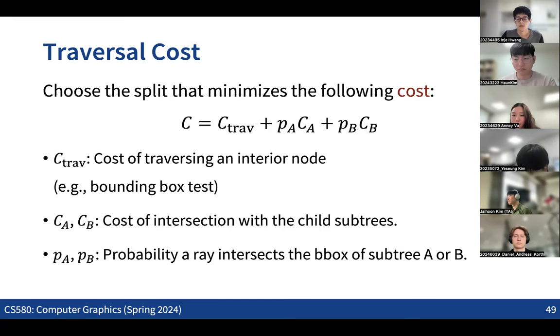Especially the things that we discussed today, the ray and primitive intersection, are things that you will need to implement in your programming assignment. So I recommend you check out the programming assignment as early as possible and see what things you need to implement there. And if you have any questions for the programming assignment, please let us know in the chat.